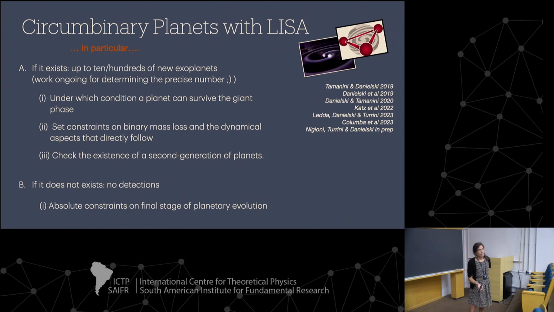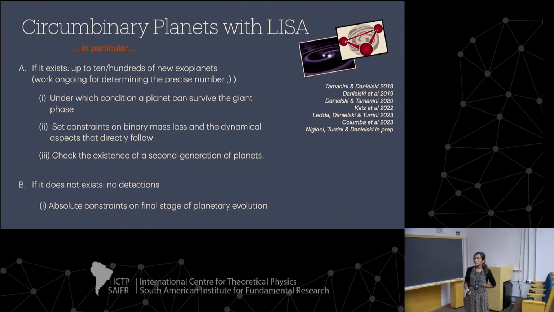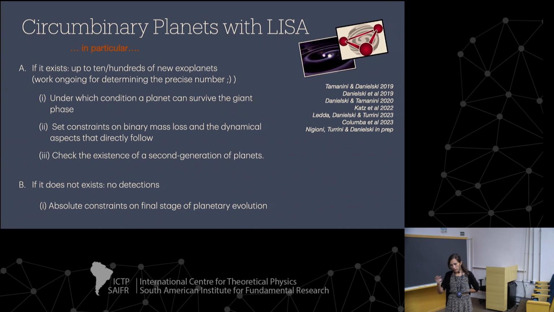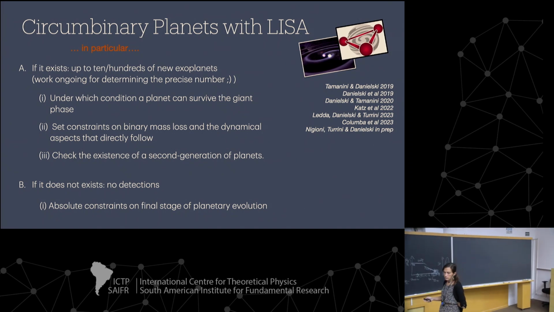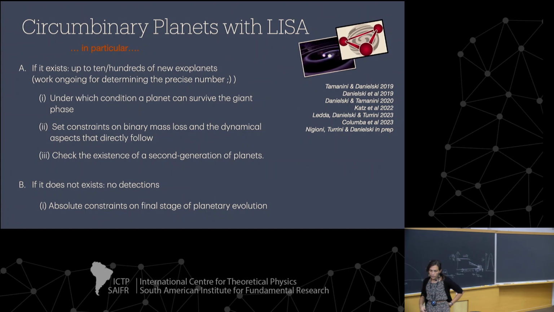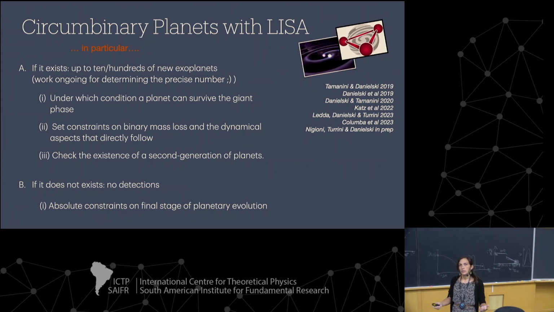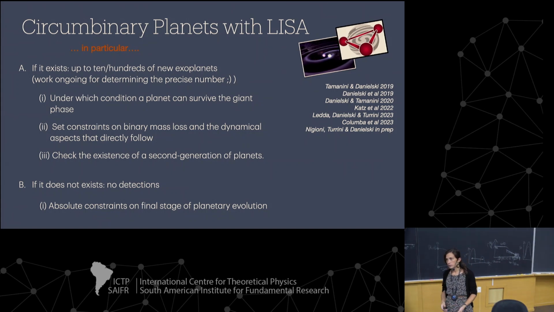If we cannot detect them, then we have really an absolute constraint on the final stage of the planetary evolution. Because we saw by theory that the method is working and we should be able to detect at least giant planets. If we do not detect them, it means that there's something in the evolution of the planetary system that we are not accounting for, in which case Magrathea planets do not exist.